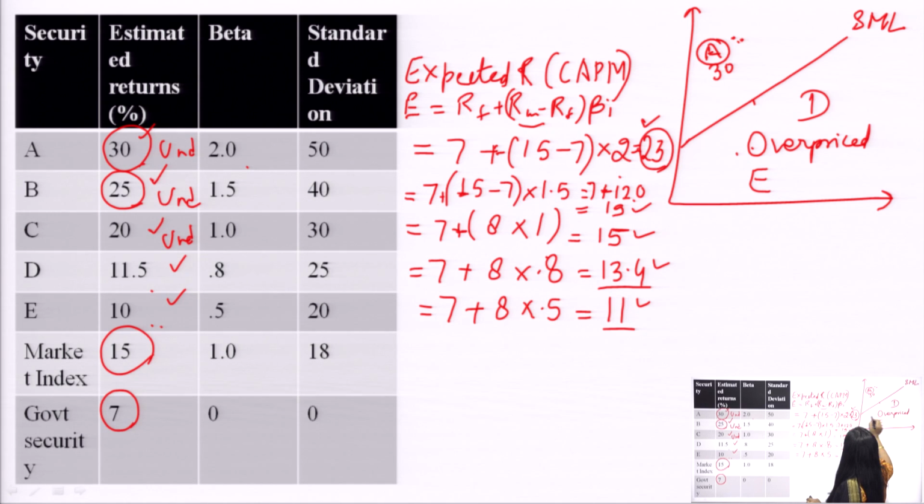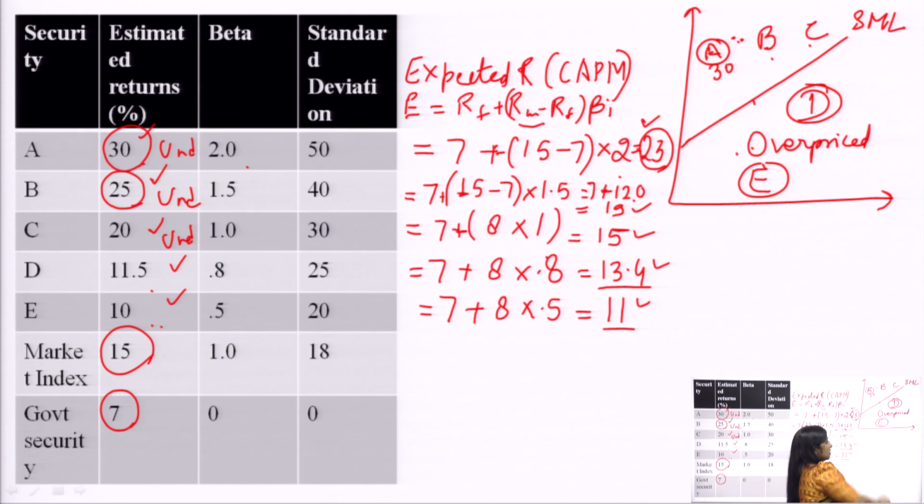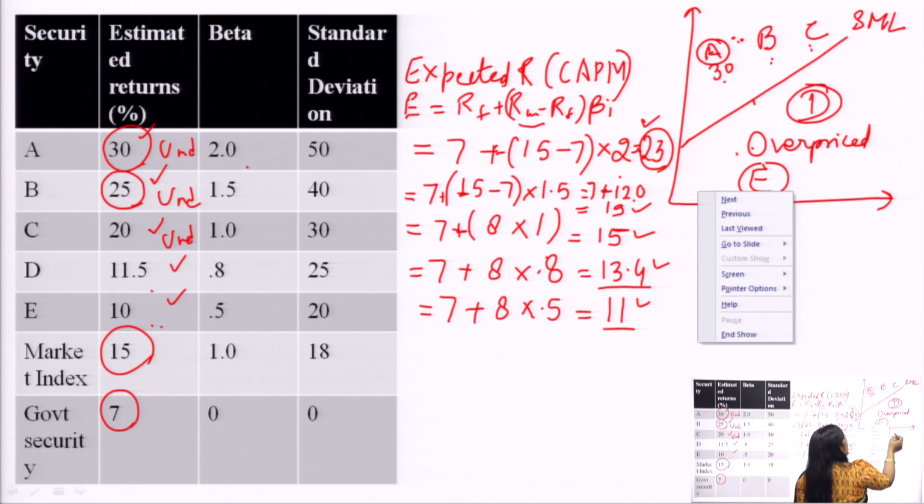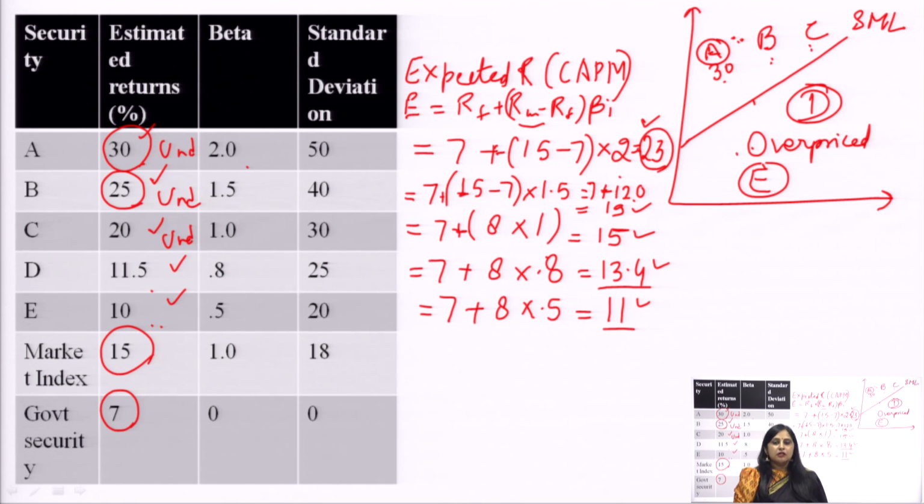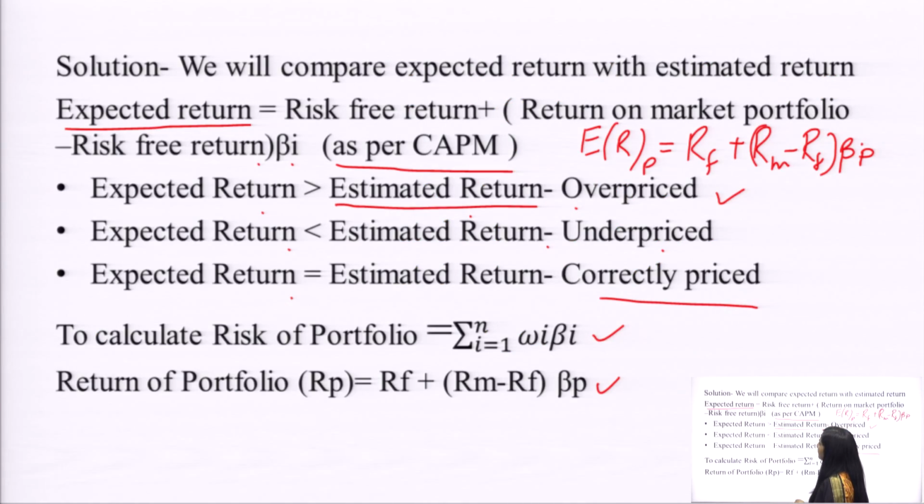So, D and E would lie below the line, and A, B and C would lie above the line, and above the line means they are underpriced. A, B, C are underpriced and D and E are overpriced. So, if we have to take a buy or sell decision, we should buy A, B and C, and we should sell D and E if we have already purchased them in our portfolio. Now, this is the first part of the question, where we had to evaluate the pricing of the securities. Moving to the second part, what was the second part?